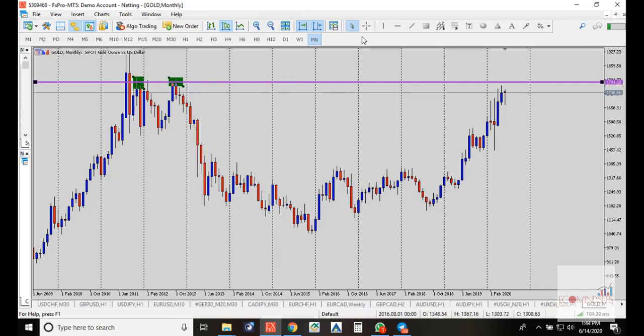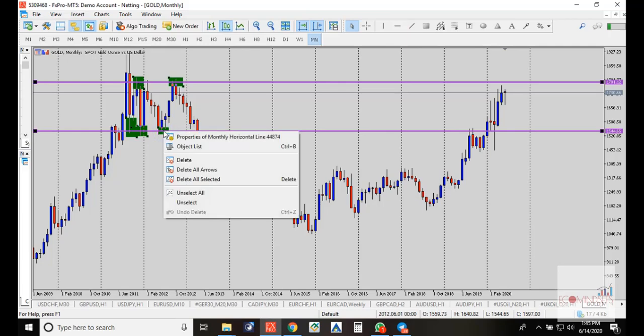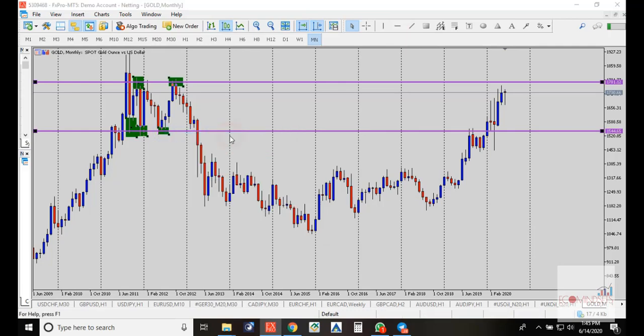Now when we come down here, we have a touch and a rejection or a pullback. We have one also here, we have one here. So we can place our line here also. Let me change the color of this line to red.